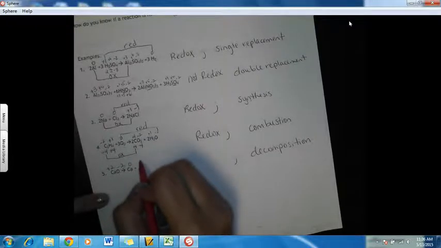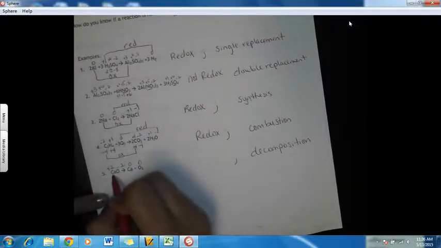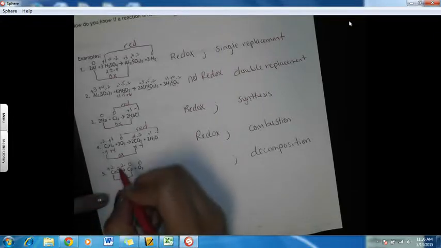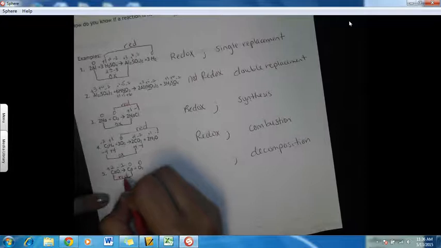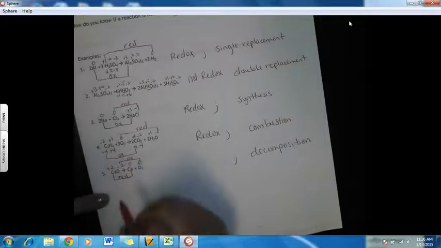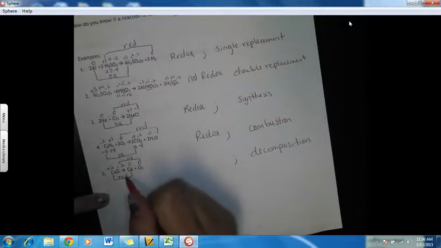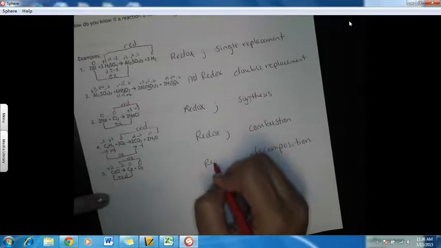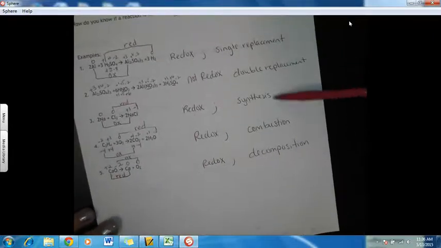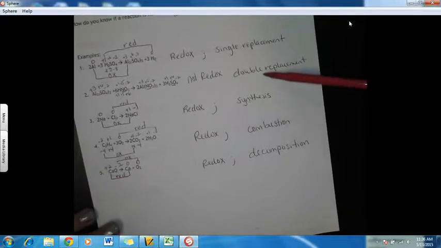Calcium went from 2 to 0. That's a decrease, so that's a reduction. Right? Here, oxygen went from negative 2 up to 0. And so that's an oxidation, right? So we had a redox reaction. So of the 5 types of reactions we learned before, right, 4 of them are really redox reactions, right?